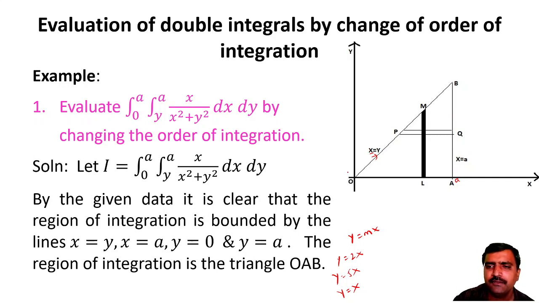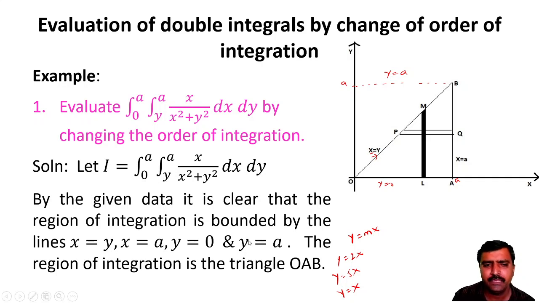Now the other limits are y is equal to 0 to y is equal to a. Y is equal to 0 means that is the x-axis. So the region is from this line to this line, y is equal to 0 to y is equal to a. We don't know where a is, so you mark it somewhere here. This is the straight line y is equal to a. Y is equal to a constant is a straight line, always parallel to the x-axis.